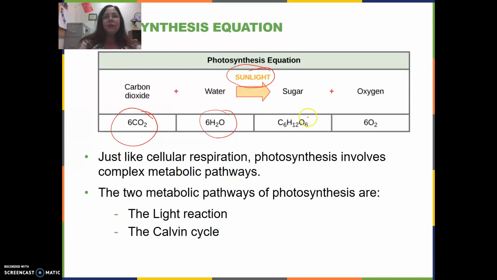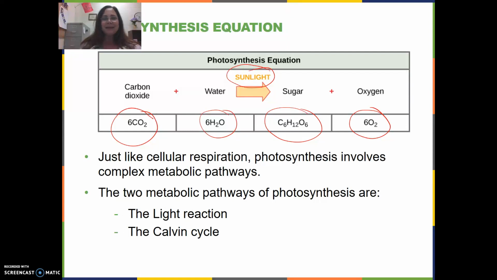So that's why sunlight is written over the arrow, because sunlight is needed for this reaction to occur. And sugar in the form of glucose or fructose is produced, C6H12O6, and oxygen as well. So sugar and oxygen, the products in photosynthesis, were the reactants in cellular respiration. So you just have to reverse it, and there you have it. You don't have to learn a new equation.